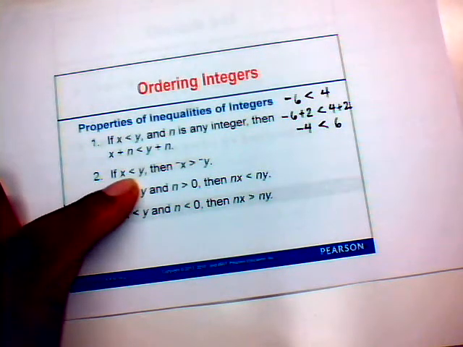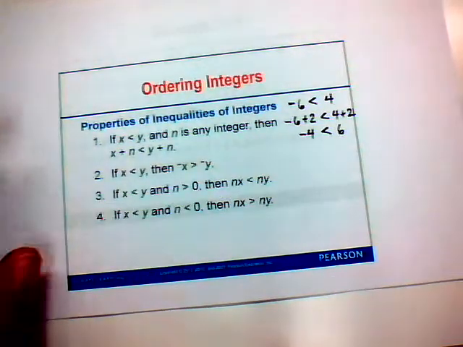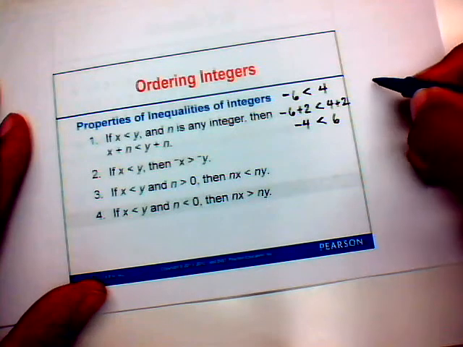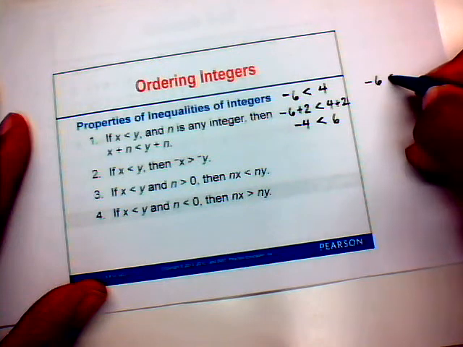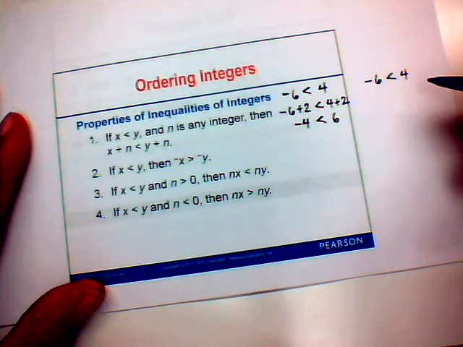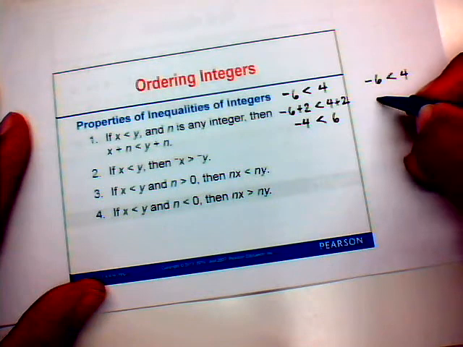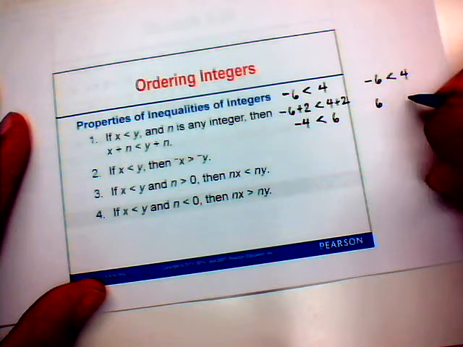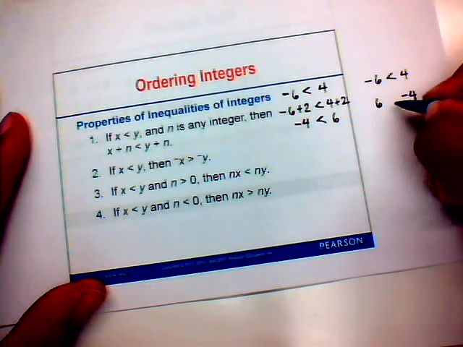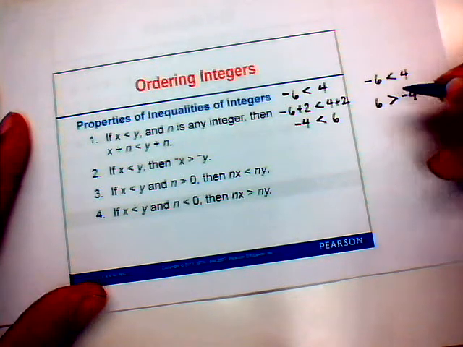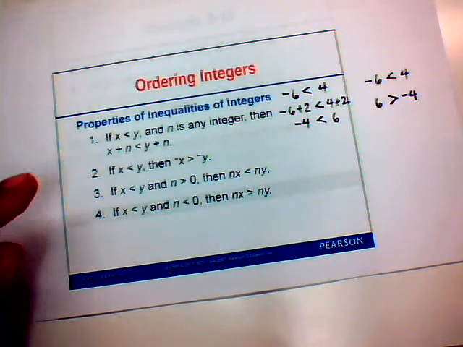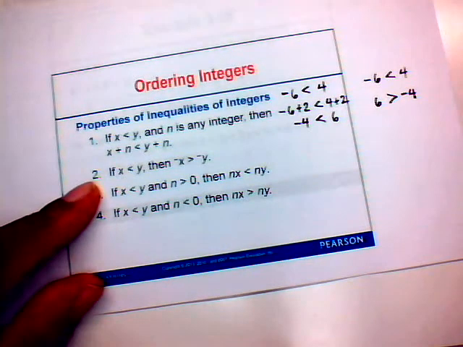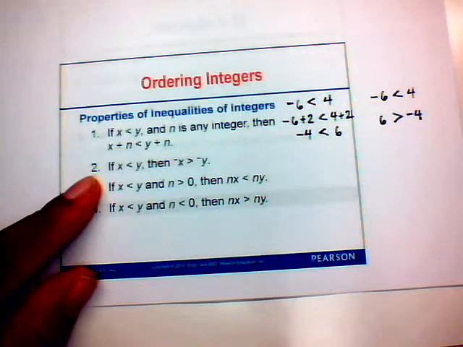If x is less than y, then the opposite of x is greater than the opposite of y. I'll give you an illustration of that. Let's say negative 6 is less than 4. Take the opposite of negative 6, that's going to be 6. The opposite of 4 is negative 4. If you compare 6 to negative 4, you'll see that 6 is greater than negative 4. Okay, so that's basically what the second property is saying.